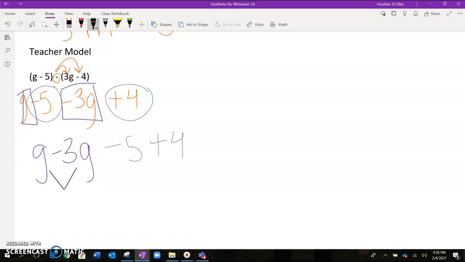g subtract 3g. Well, I have more negatives than positives because 3g is a negative, so it's going to be a negative. And then g by itself is just like a 1. So 3 subtract 1, that's negative 2g. And then negative 5 plus 4. I have more negatives than positives. Since they're different signs, I subtract. 5 subtract 4 is 1. So I have negative 2g subtract 1. That's that ending answer.